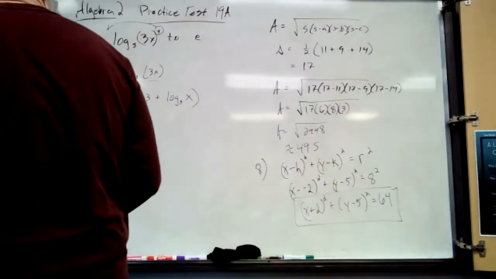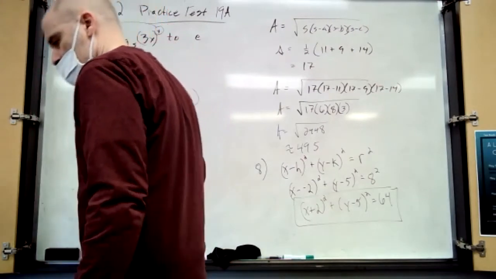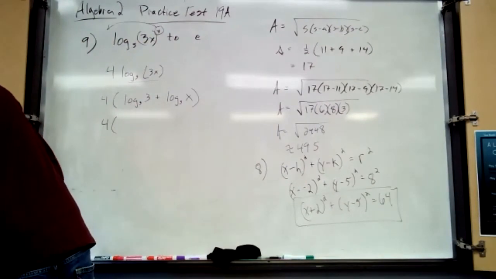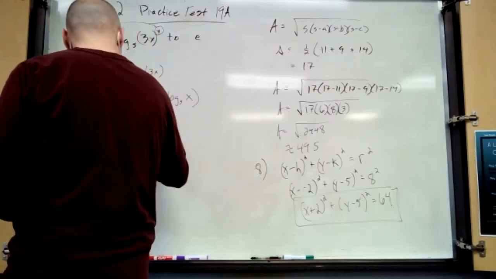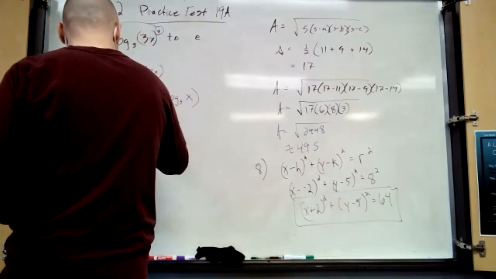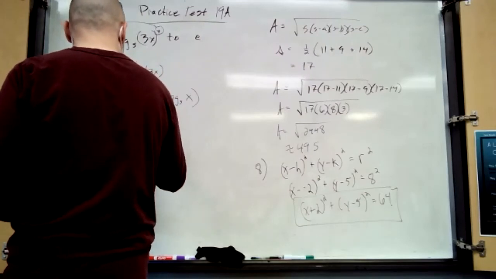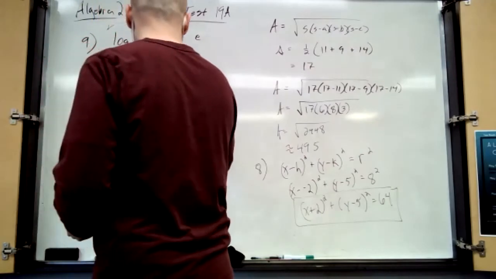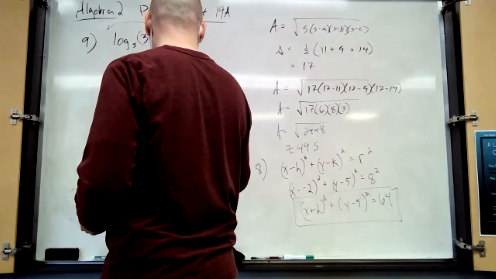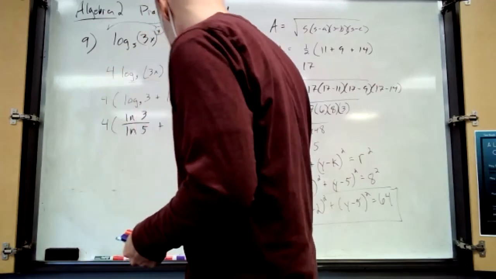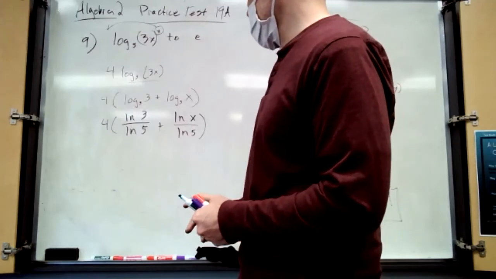Okay, yeah, so this is just going to be log base e of 3, or natural log of 3 over natural log of 5, plus natural log of x over natural log of 5. Okay. I think they did it a little differently, but that's okay.